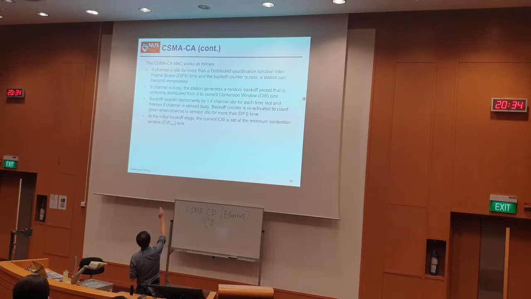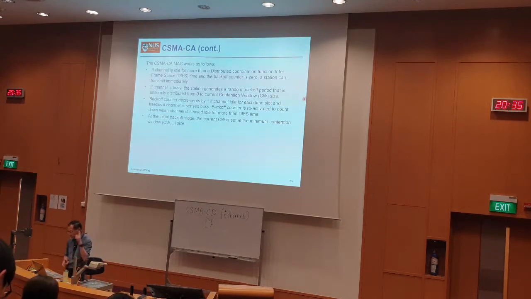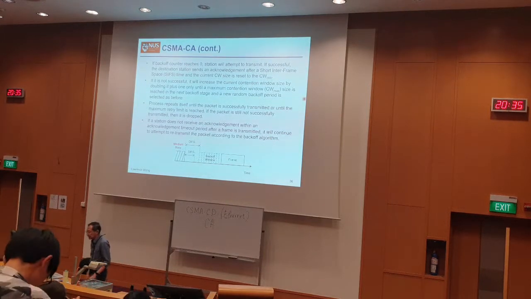But if the channel is idle and everything is fine, you decrease the counter again. The backoff counter decrements by 1 for each time slot that the channel is idle, and freezes if the channel is sensed busy. Initially the contention window is set to its minimum value, which is 1. Okay? So I'll show you some examples so that you can see.